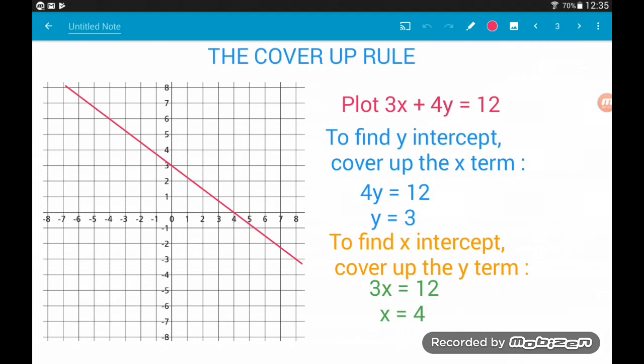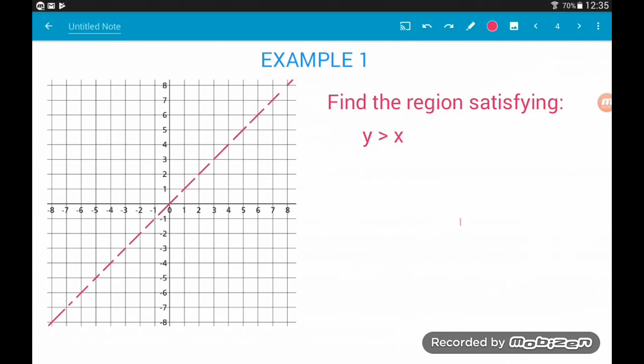Right then, let's start looking at inequalities. Example 1, find the region satisfying y is greater than x. Again, as in part 1, our first job is to plot the line y equals x. So that's what I've done here. And remember, if it's a strict inequality where y is not allowed to equal x, then our line has to be dashed.